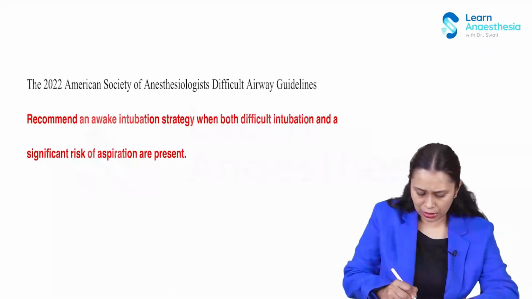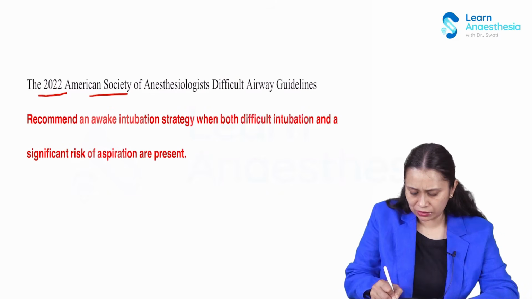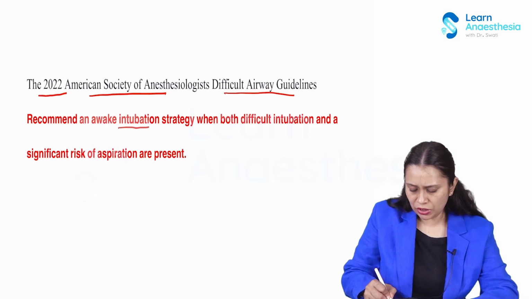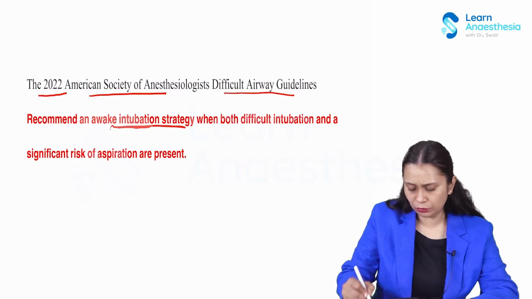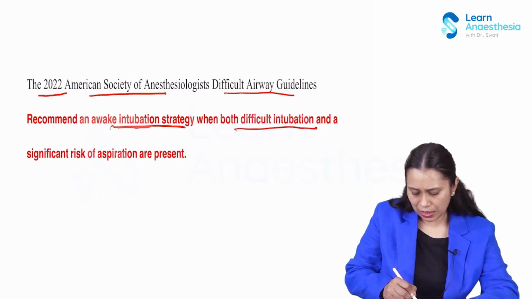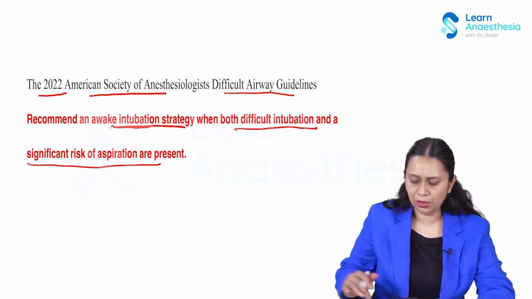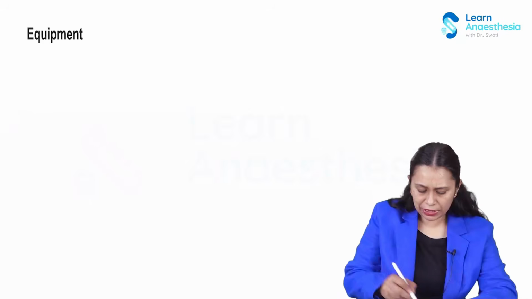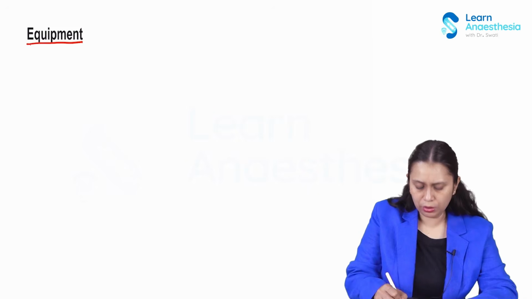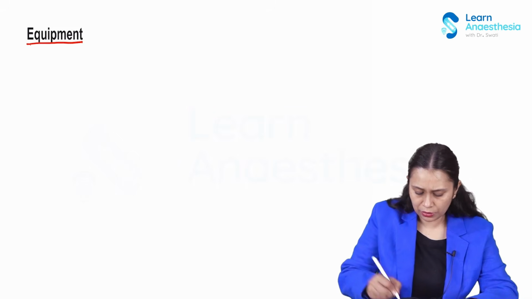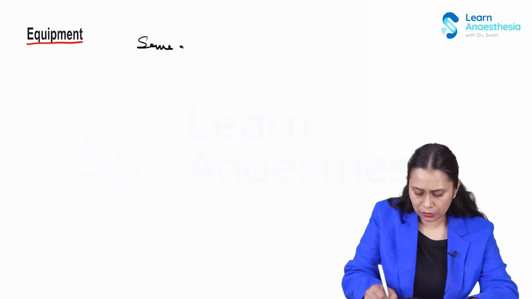So what do the 2022 American Society of Anesthesiologists difficult airway guidelines say? Awake intubation strategy should be practiced when both difficult intubation and significant risk of aspiration are present in the patient, right? Okay. Now, what are the equipments that we need to take care of? Same as our routine induction and intubation. So, same as routine procedure.